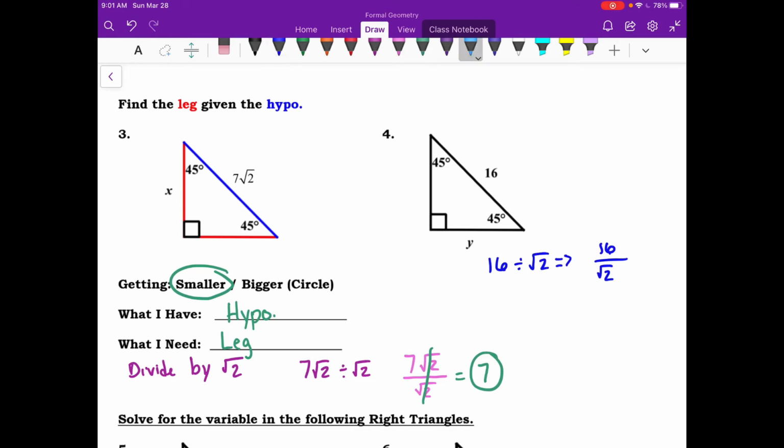So to do that, I'm going to multiply the top and the bottom by my radical, which is square root of 2. Now I'm going to multiply that across. 16 times square root of 2 is just 16 root 2. Root 2 times root 2 is 2. And the last step is to reduce. 16 root 2 divided by 2. 16 and 2 divide to 8. So that will just be 8 root 2.